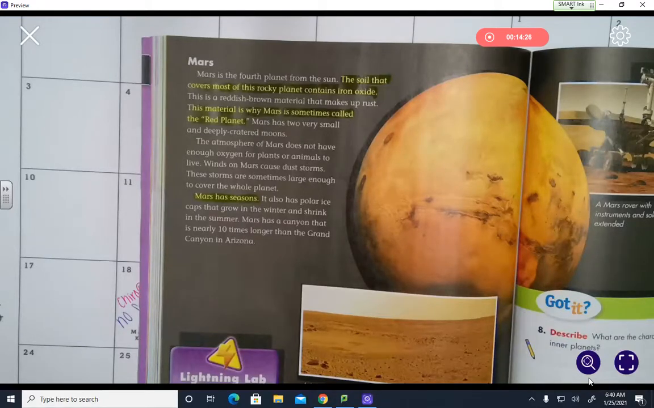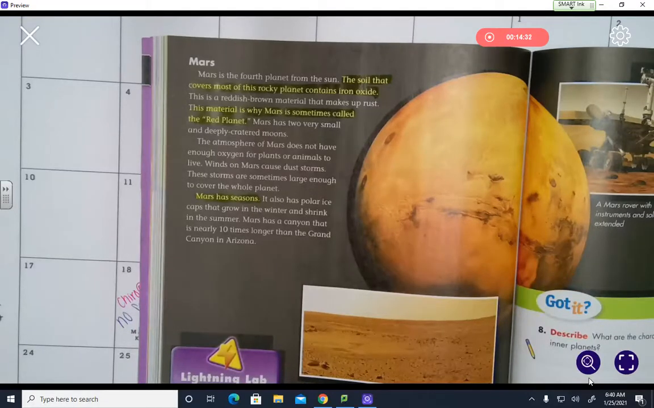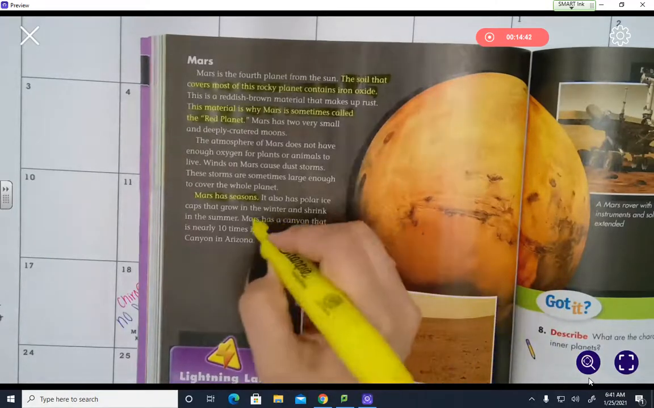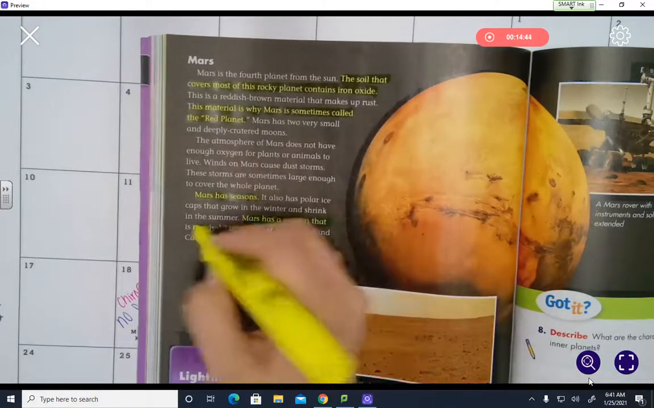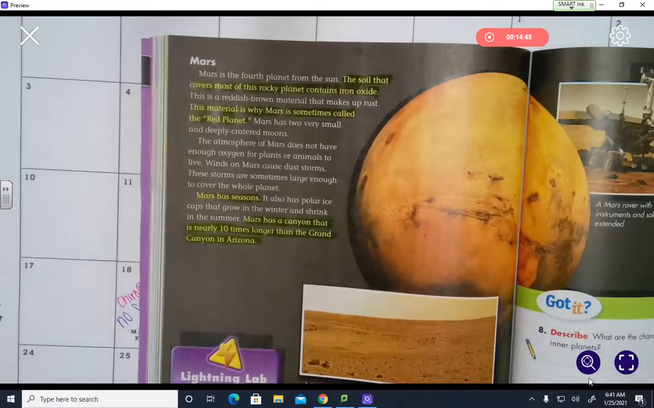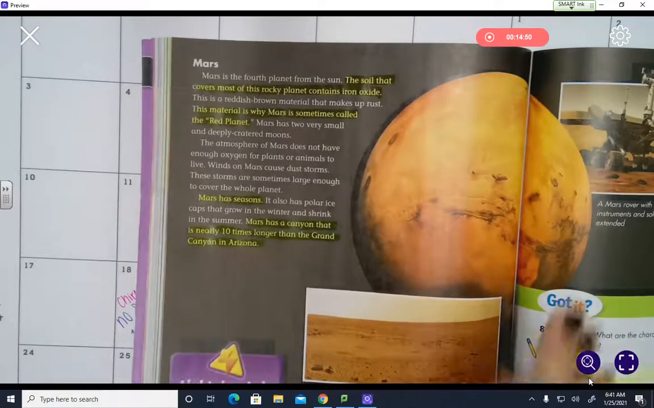Mars has a canyon that is nearly 10 times larger than the Grand Canyon in Arizona. That is a pretty interesting fact. We have more on Mars on the next page.